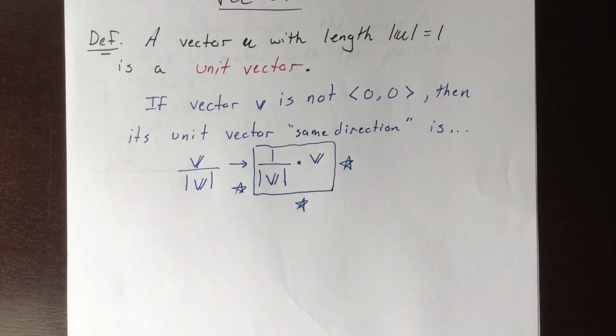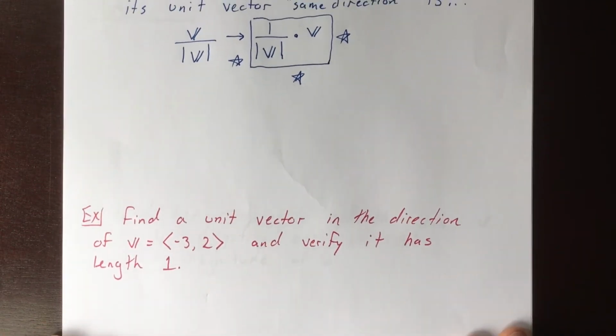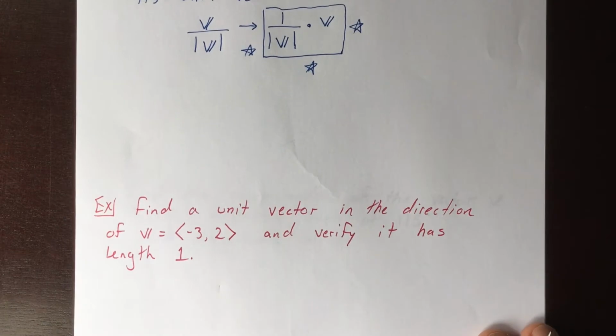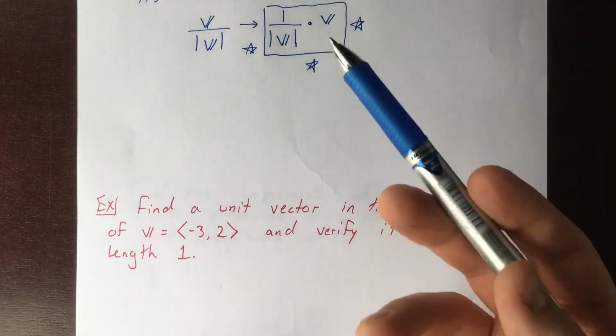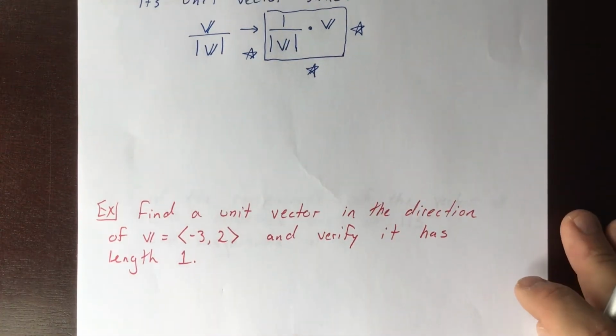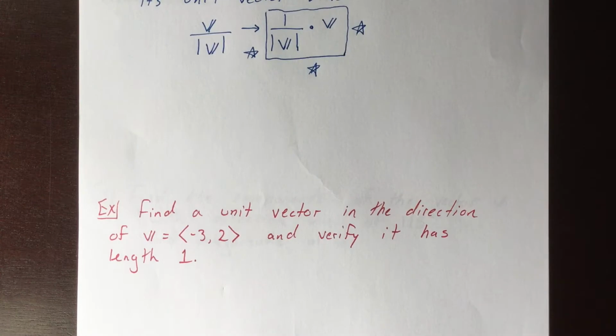So let's take an example for a moment. Find a unit vector in the direction of <-3, 2>, and verify it has length 1. Well, if we use the formula here, it should have length 1. Let's just test it out.